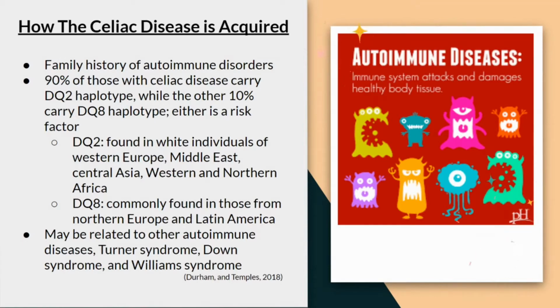So DQ2 is found in white individuals of Western Europe, Middle East, Central Asia, Western and Northern Africa, while DQ8 is commonly found in those from Northern Europe and Latin America. And this may be related to other immune diseases like Turner syndrome, Down syndrome, and Williams syndrome.